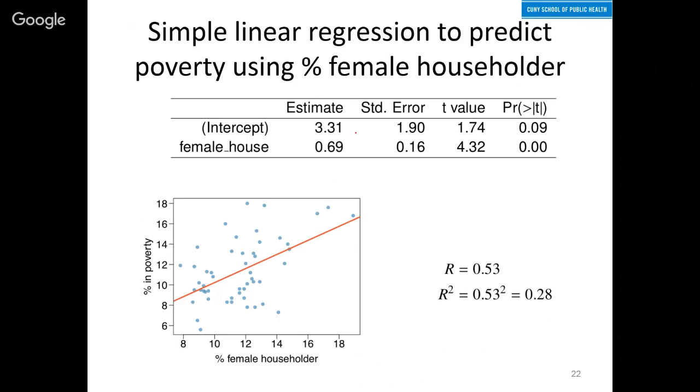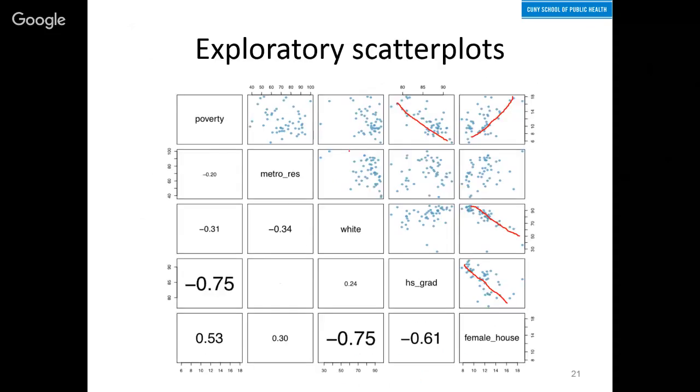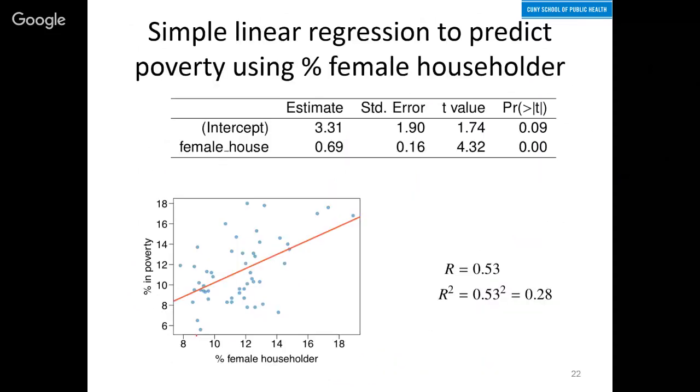Starting with a simple linear regression just for the percentage of female heads of household, we have a positive coefficient. And you'll notice it's not the same as the correlation. Remember the relationship between regression estimates and Pearson correlations. So that last page was showing Pearson correlations, and this was poverty and female heads of household. This was 0.53, and here the estimate is 0.69.